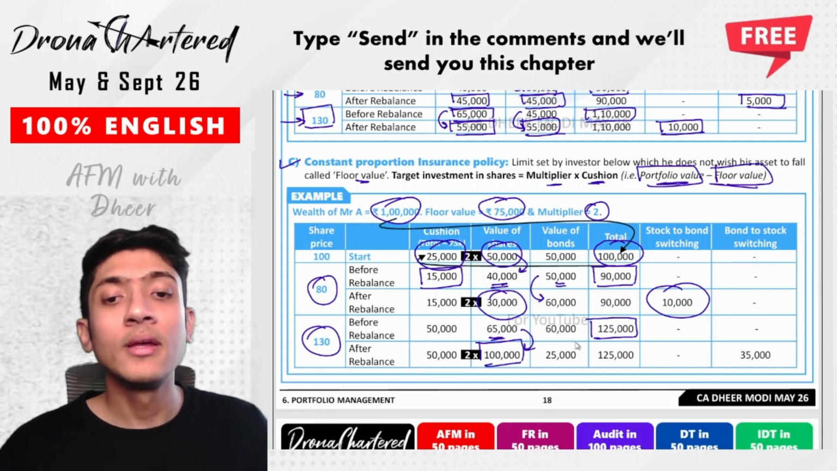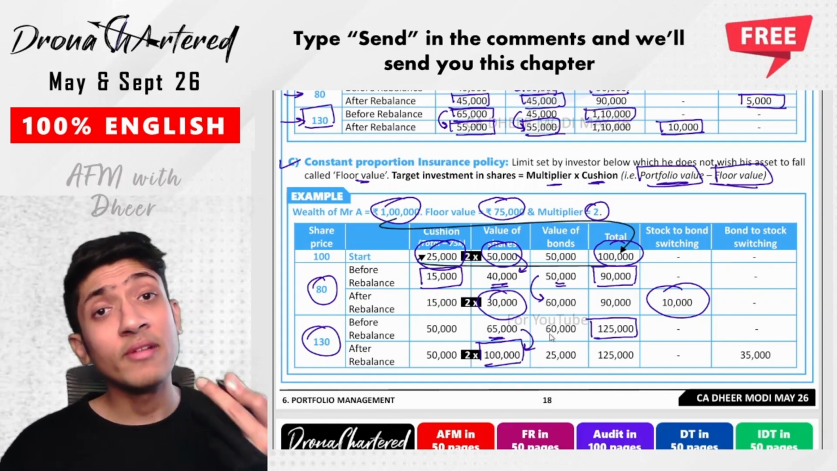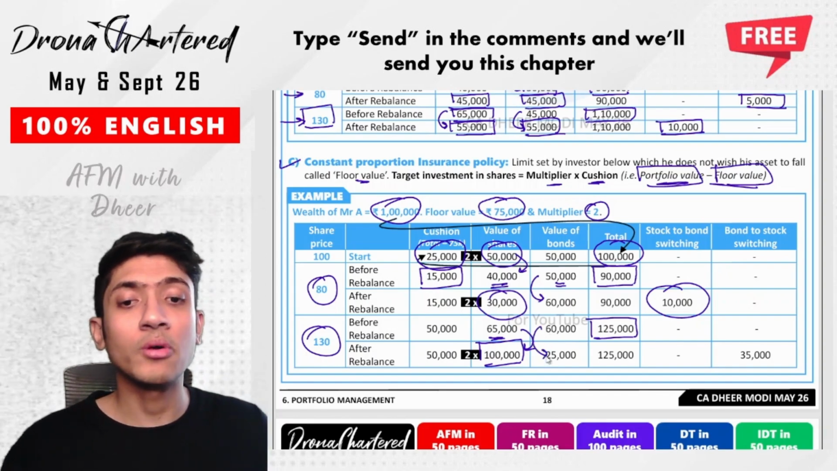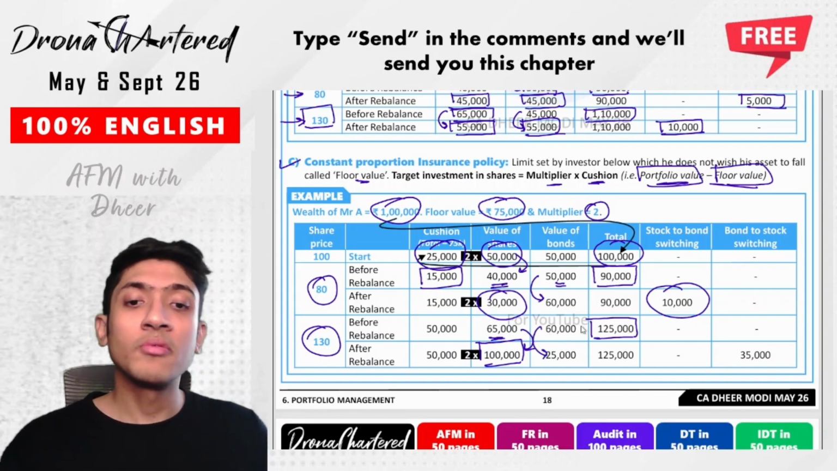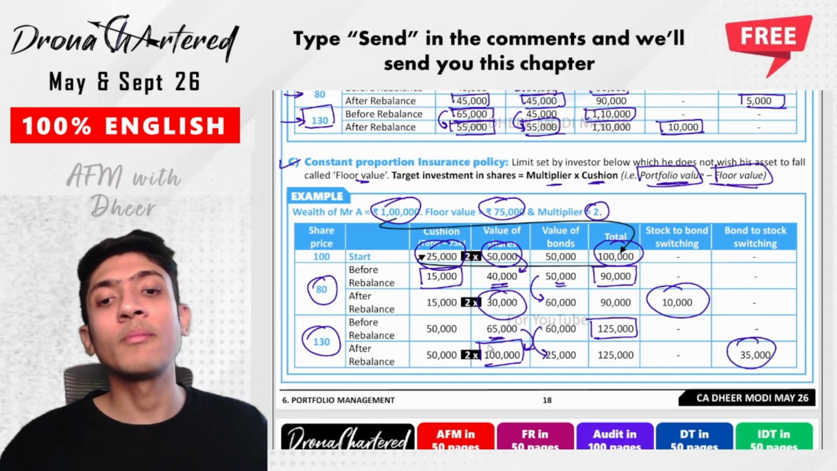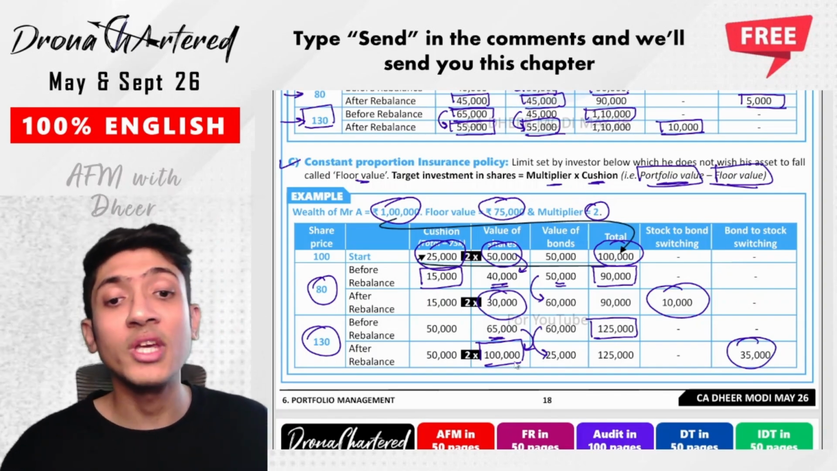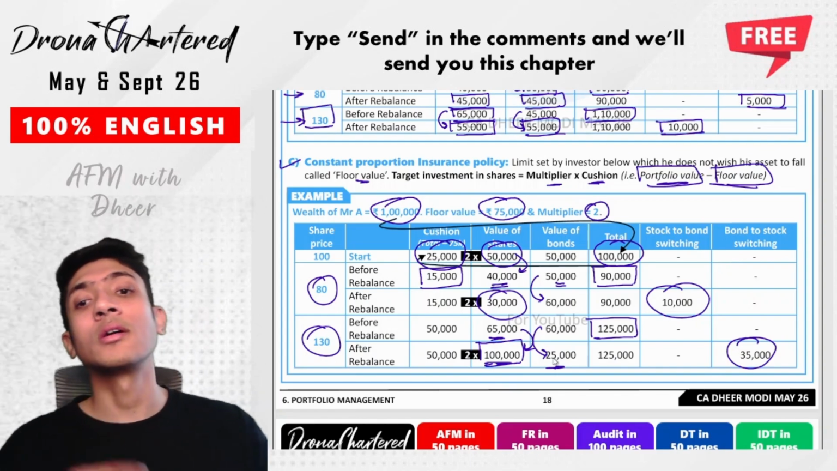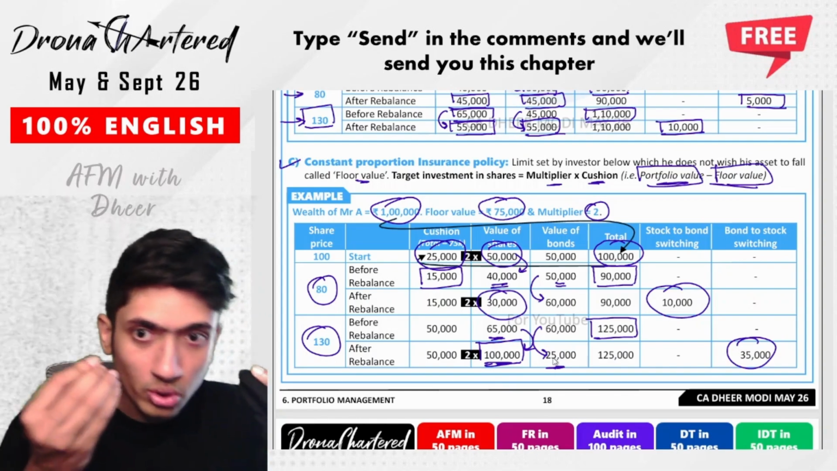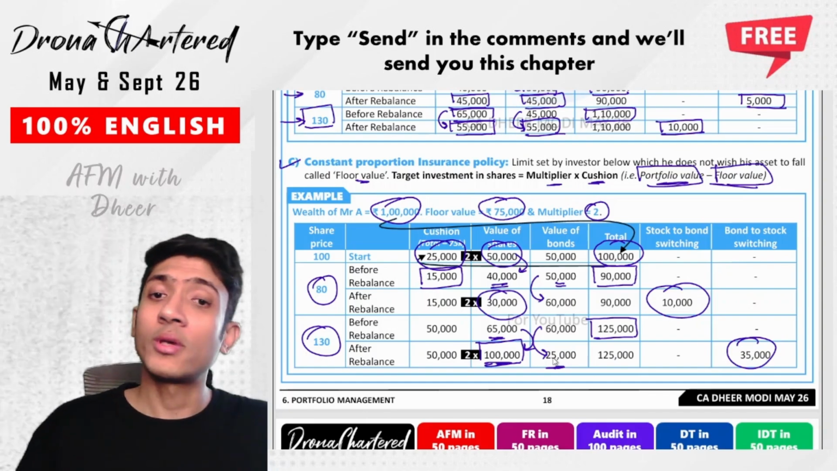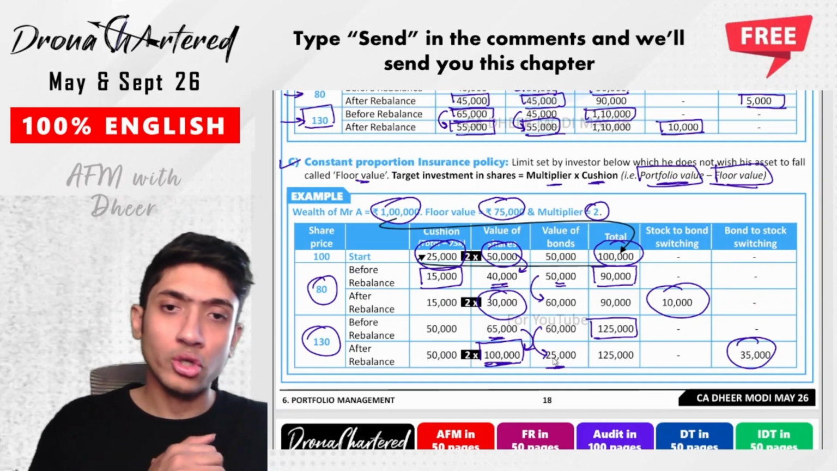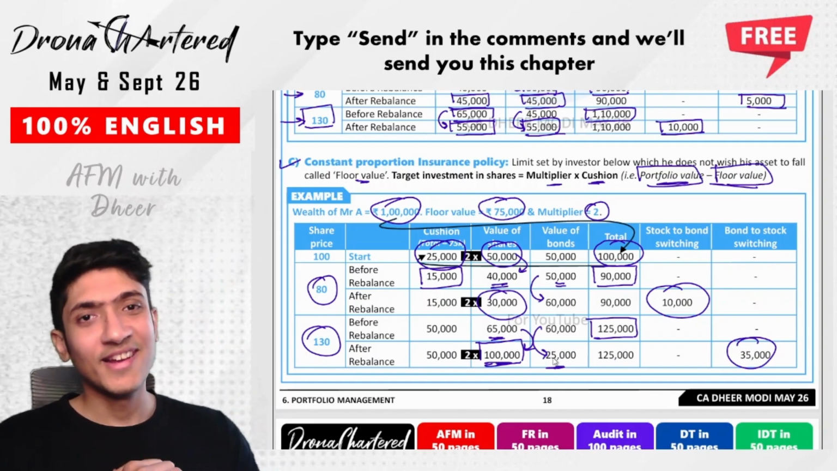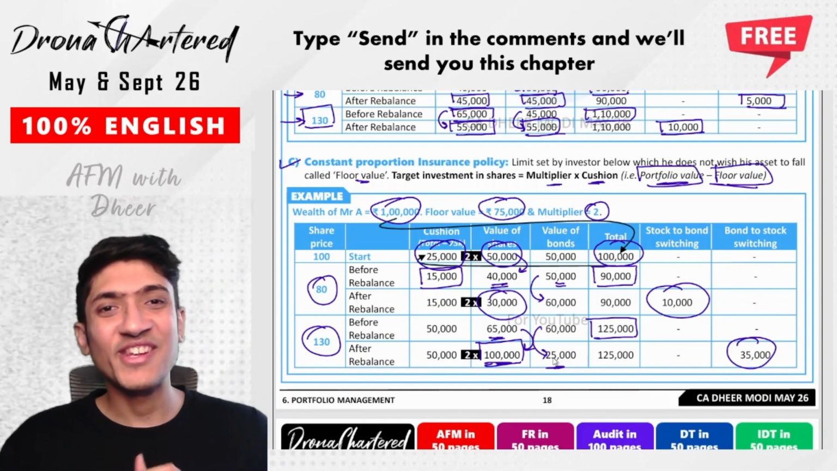How? By adding 35,000 more. Where will this 35,000 come from? This 35,000 will come from bonds. So we sell 35,000 worth of bonds and we buy 35,000 worth of shares to reach 1 lakh of shares and 25,000 of bonds in the constant proportion insurance policy. Okay, this is your constant proportion insurance policy. And with this, we are done with the chapter and I will see you in the next one.